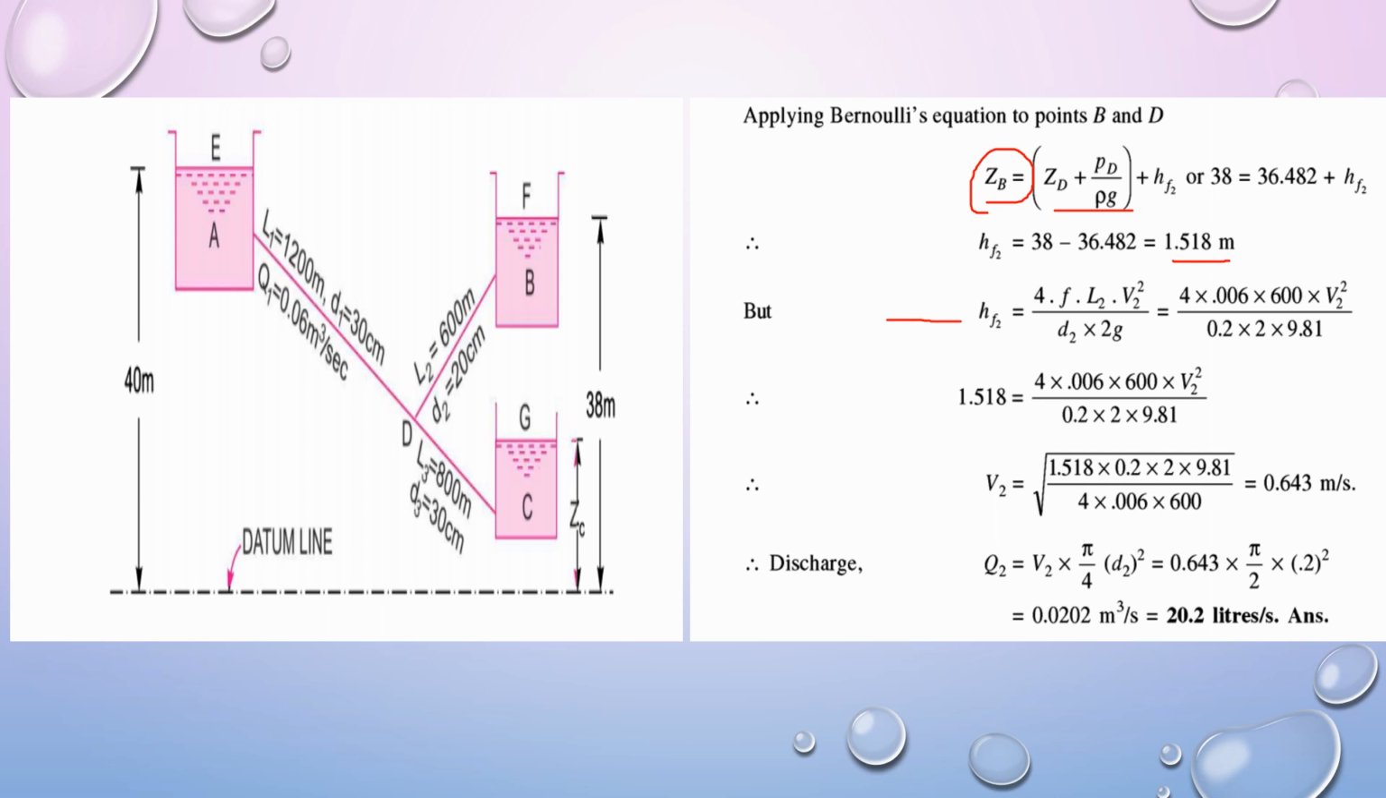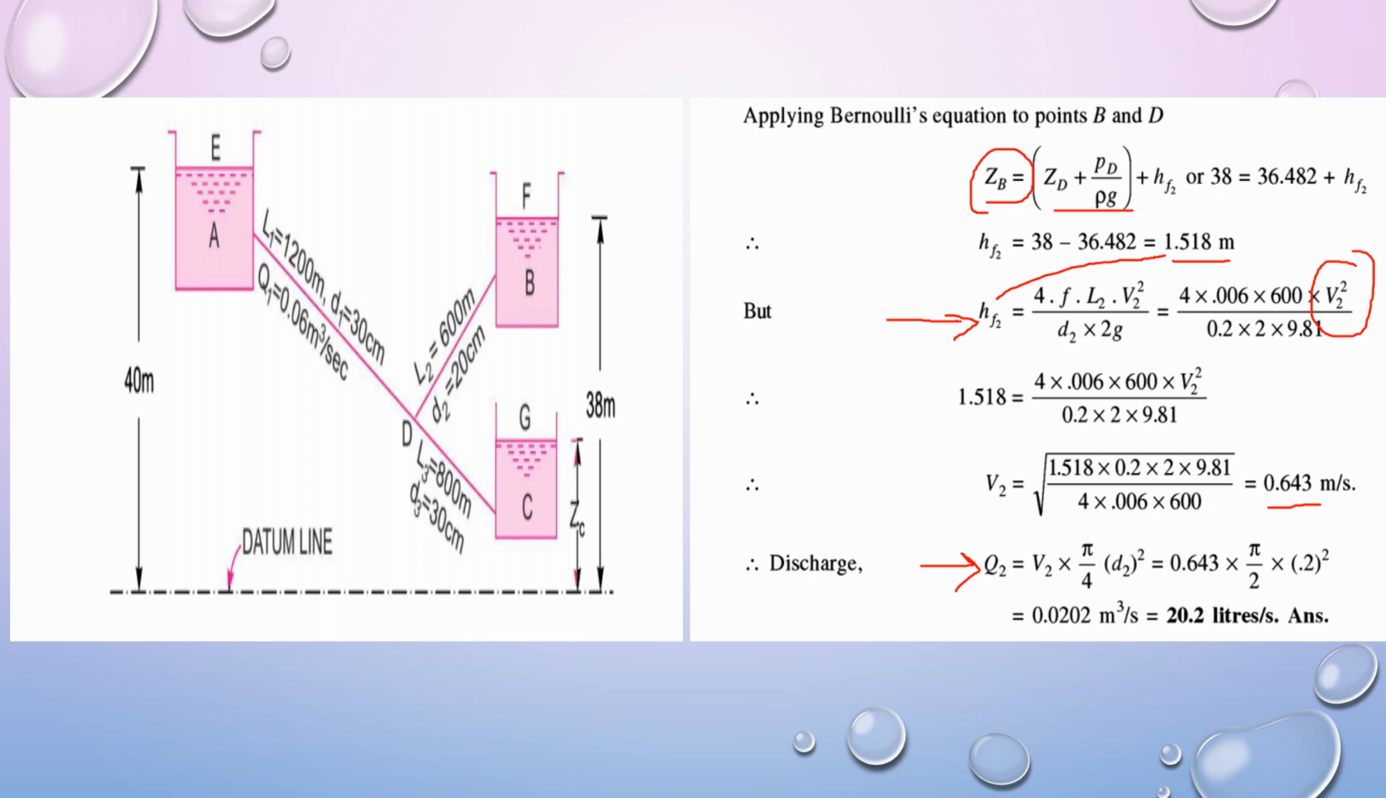Now we already know the equation of HF2, that is Darcy-Weisbach equation, 4f L2 V2 square by 2g D2. So substituting the value of HF2, and we do not know the value of V2, from that we will get the value of V2 as 0.643 meter per second. Once we get the value of V2, we can easily find out the discharge Q2. Q2 is equal to A V2, which is equal to 0.02 meter cube per second, or 20.2 liters per second. So we have got the answer for the first part, that is the discharge from reservoir B. Now we have to find out the discharge into reservoir C, and also this ZC.